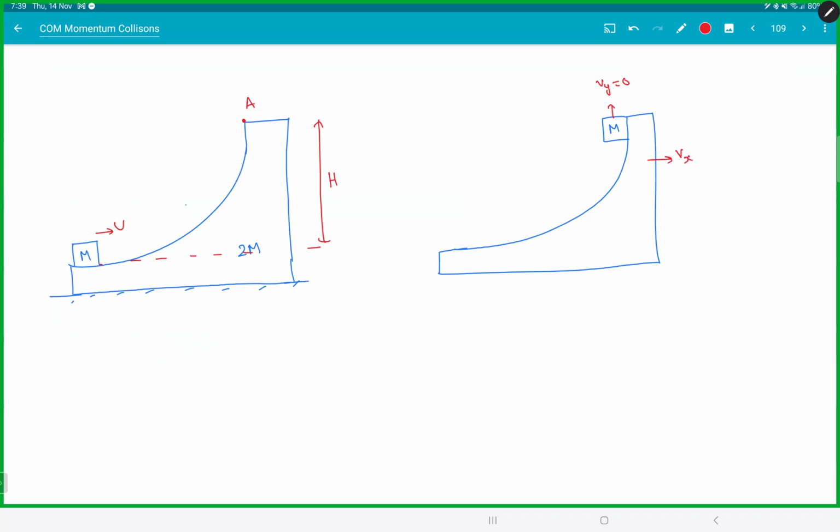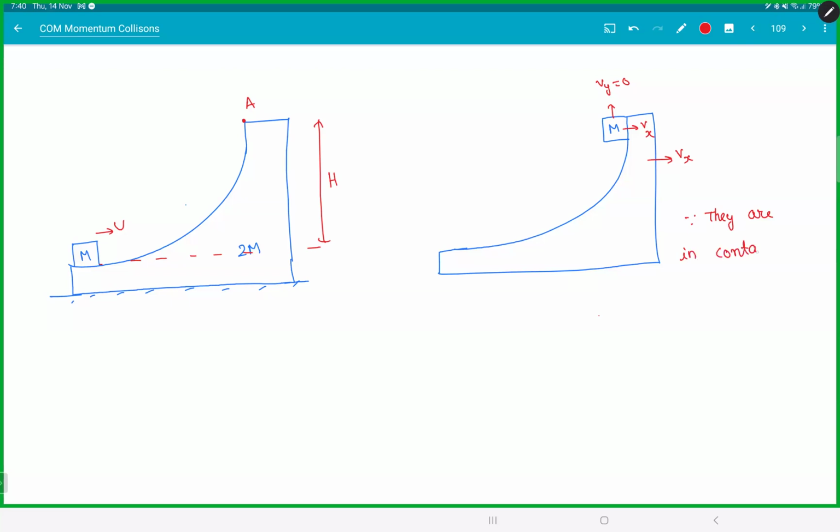Second, both the blocks will have the same horizontal velocity. Why? If the blocks don't have the same velocity, what will happen? Either the block and the wedge will get separated, isn't it? Or if the block is going too fast, the block will go into the wedge. Since they are in contact, they have to have the same velocity along the normal.